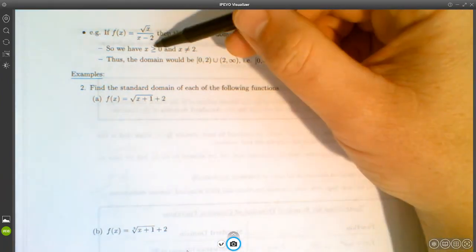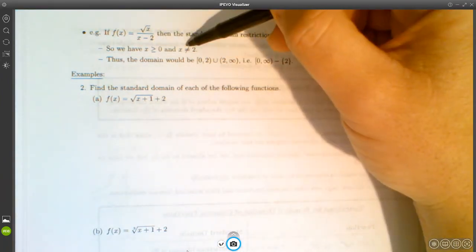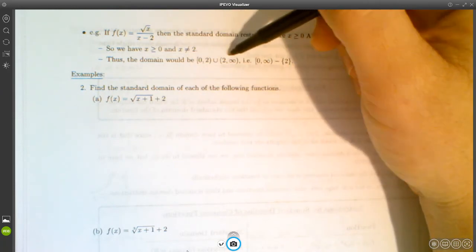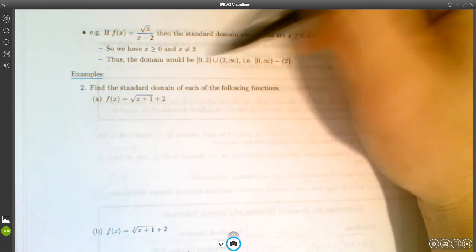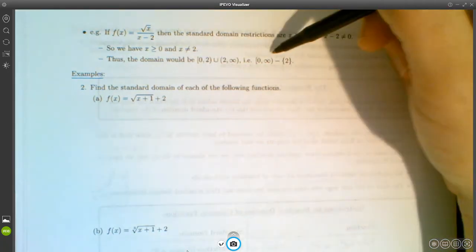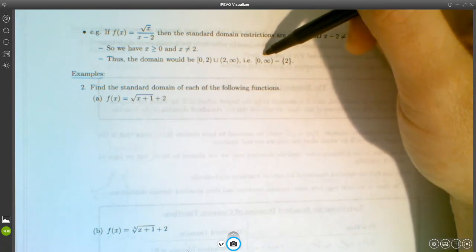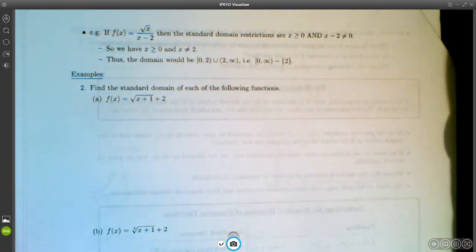So we know that x would have to be bigger than or equal to 0, and x can't be 2. And so therefore, the standard domain would be 0 to 2, union 2 to infinity. So everything from 0 to infinity except for 2, right? So another way to write that is with set difference, right? You could say it's everything from 0 to infinity except for 2.